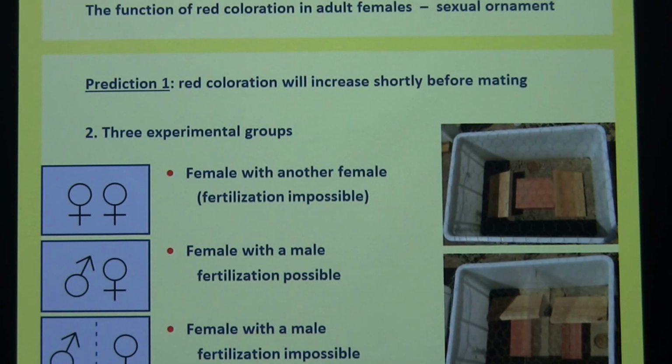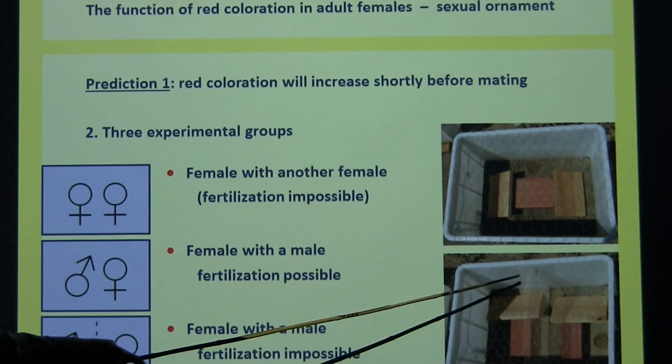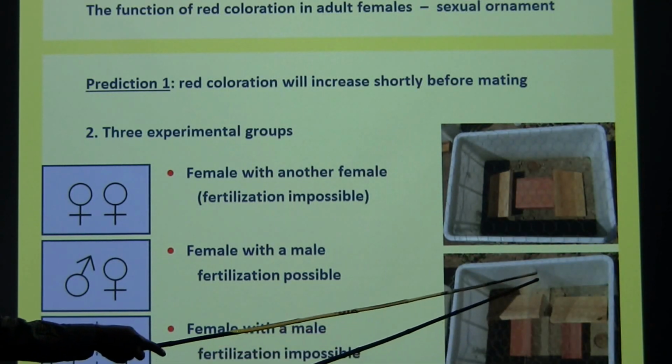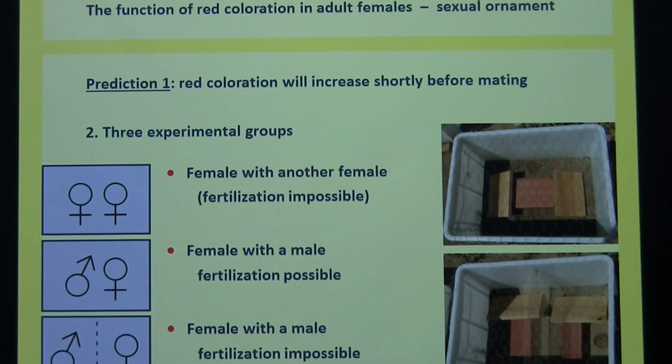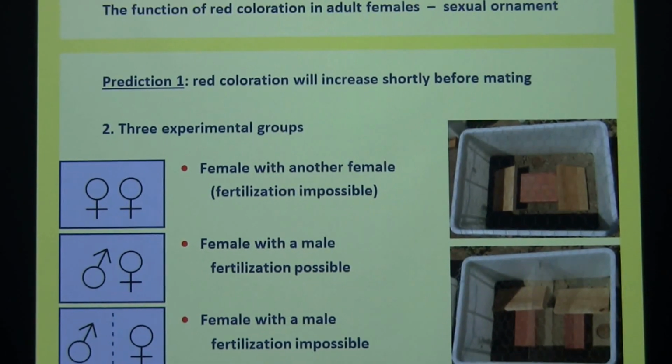Well, in fact, the reason to perform an experiment was to find out which factors were triggering a female color change. We had 3 experimental groups: one female with another female, one female together with a male, so fertilization was possible, and one female with a male, but separated by a transparent methacrylate wall with holes, so the female could see and smell the male, but fertilization was not possible. In this way, we could know if a sexual stimulus, for example, the presence of a male, or a fertilization were necessary for color change to happen.